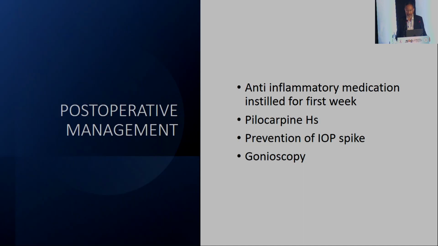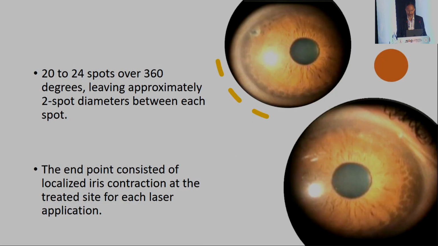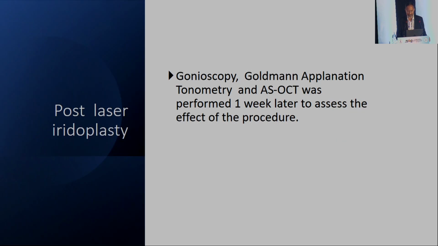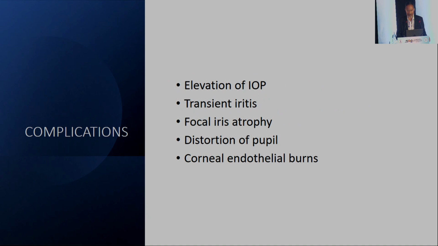So postoperatively, you give anti-inflammatory medications for a week. Sometimes you can use pilocarpine for some time, to prevent some IOP effect, and you do gonioscopy when the patient comes for follow-up. So 20 to 24 spots over 360 degrees, leaving approximately 2 spot diameters between each spot. The endpoint consists of a localized iris contraction at the treatment site of each laser application. So do gonioscopy, applanation. If you have AS-OCT, you can also use AS-OCT pre and post procedure. The complications can be elevation in intraocular pressure, transient iritis, focal atrophy, distortion of the pupil, and corneal endothelial burn.